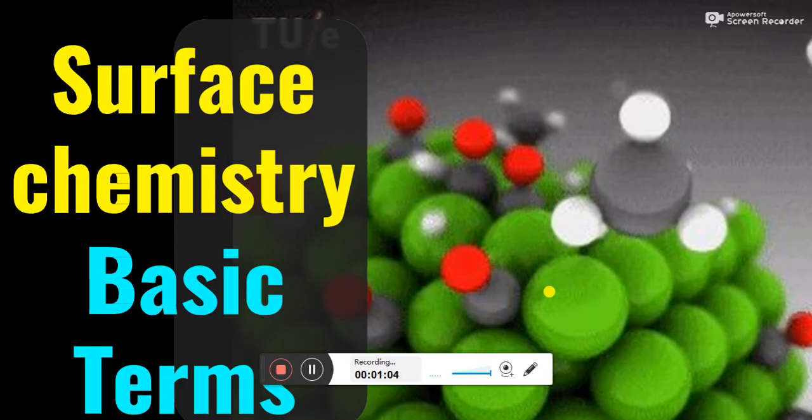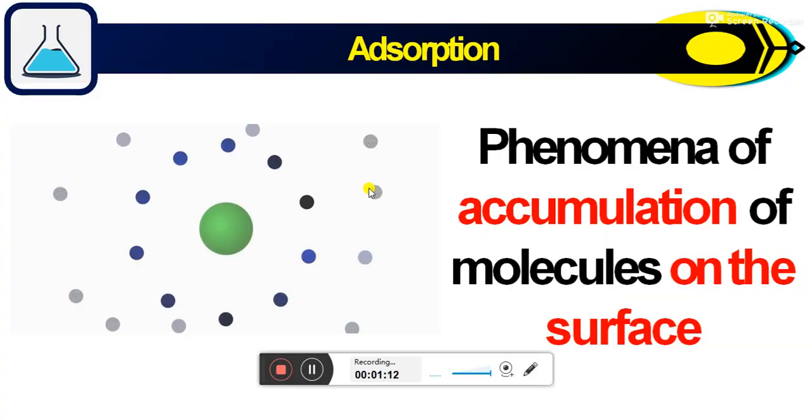Some basic terms will be there. These terms will be repeated regularly. You must be aware of these terms. So let's start our idea about some basic terms. In the basic terms, first you remember adsorption.